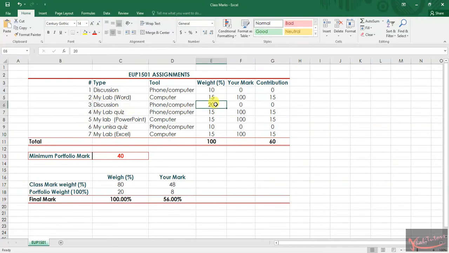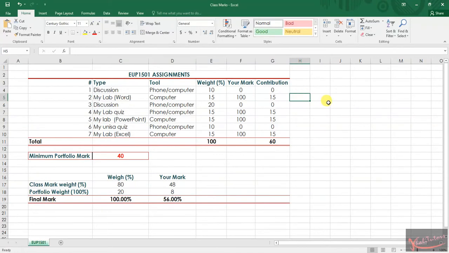Let's assume that you missed assignment number 1, did assignment number 2. Let's say you missed all the discussion assignments but did all your MyLab assignments. Will you still have a fair chance of passing this module? The answer is yes. You still have a very big chance of passing this module. The only thing that you should avoid doing is missing any of the MyLab assignments.